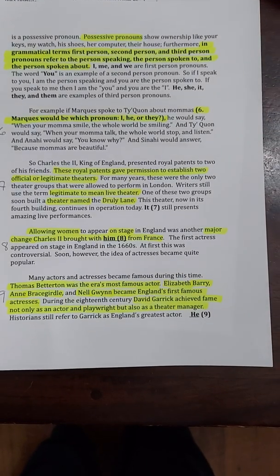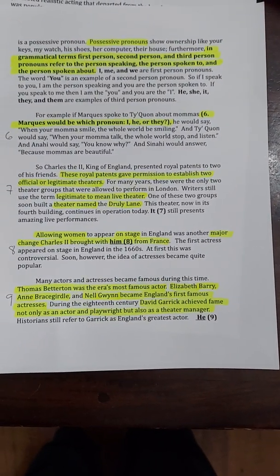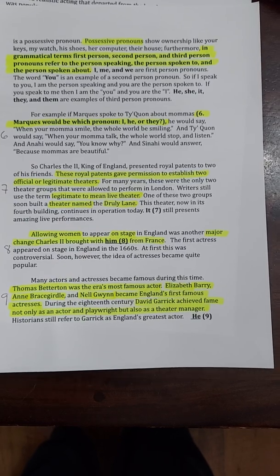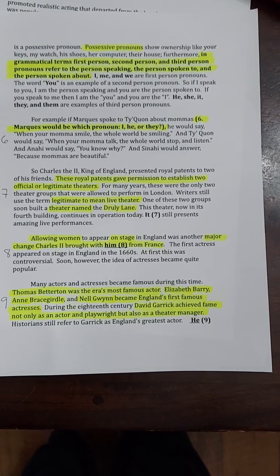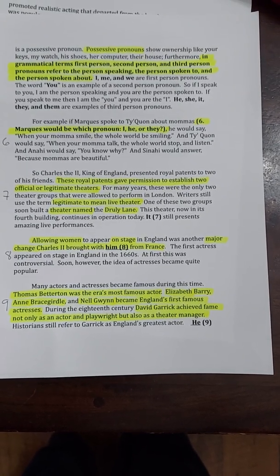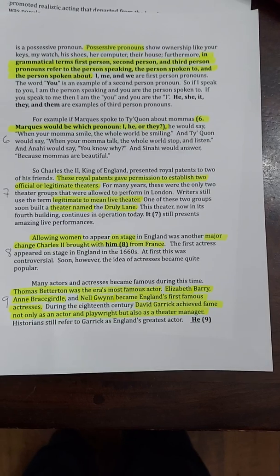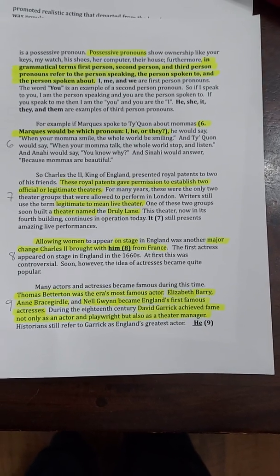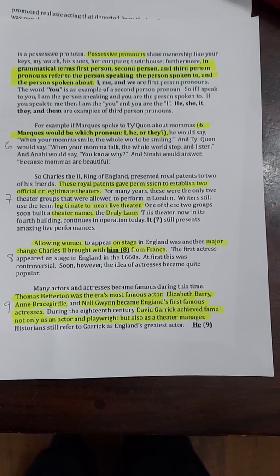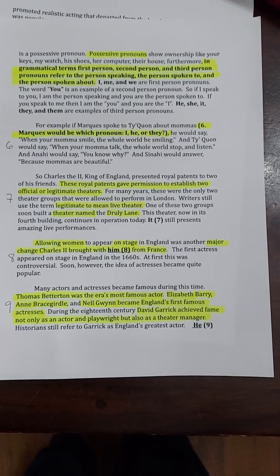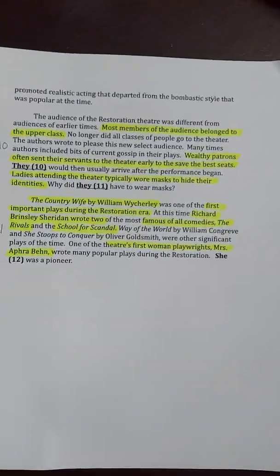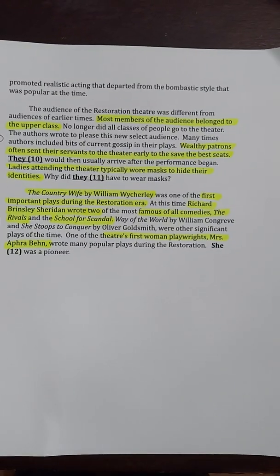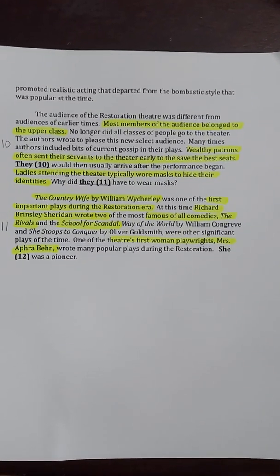Many actors and actresses became famous during this time. Thomas Barrington was the era's most famous actor. Elizabeth Barry, Anne Bracegirdle, and Nell Gwyn became England's first famous actresses. During the 18th century, David Garrick achieved fame not only as an actor and playwright, but also as a theater manager. Historians still refer to Garrick as England's greatest actor. He promoted realistic acting that departed from the bombastic style that was popular at the time.